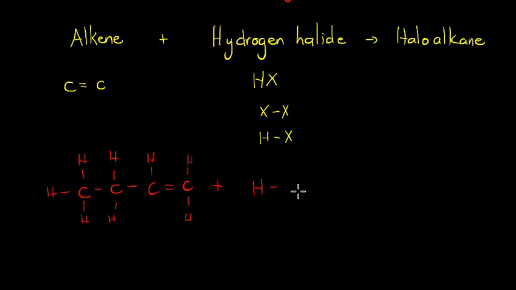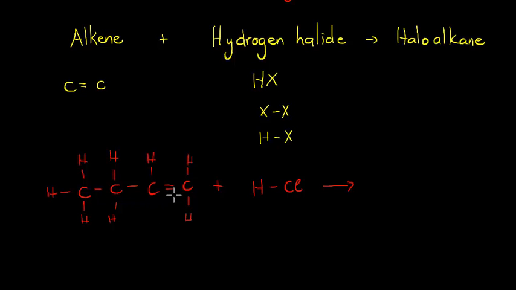Let's go for chlorine. Hydrochloric. This is called hydrochloric acid. Later on, when we do acids and bases, you'll understand why this is an acid. But for now, you can just see it as hydrogen chloride. So there's hydrogen chloride, and what will this produce?